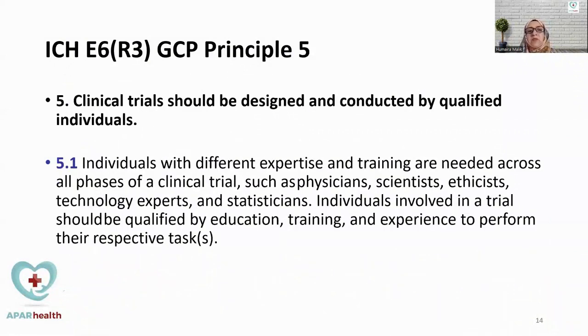The fifth principle talks about clinical trials should be designed and conducted by qualified individuals. So this is the basic requirement, that individuals who are participating in the trial, who are conducting the trial, they may be a physician, they may be scientists, ethicists, statisticians, technology experts. All these individuals in the trial should be qualified by education, training, and experience to perform the respective tasks.